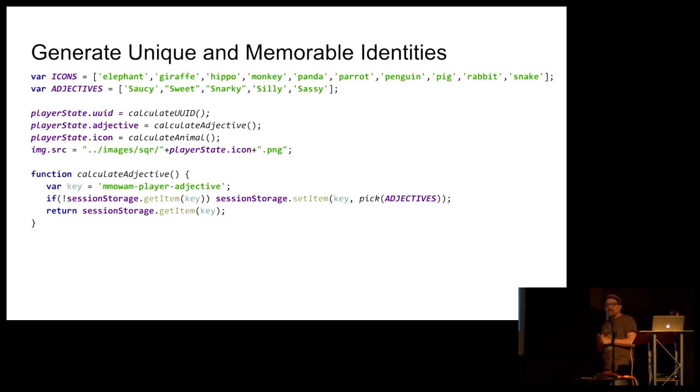Again, let's just take some random information and pick one. So I chose a bunch of icons, which these are animals that I found an icon set for: elephant, giraffe, hippo, and then a bunch of adjectives. And I calculate a UUID, adjective, and animal for each one. Now you'll notice I included the code here for calculate adjective.